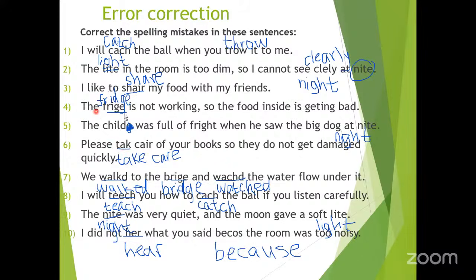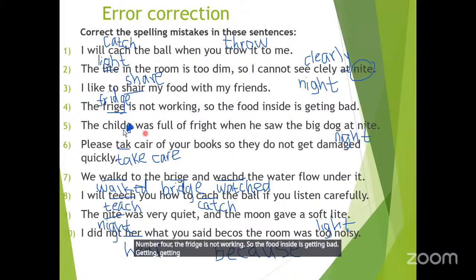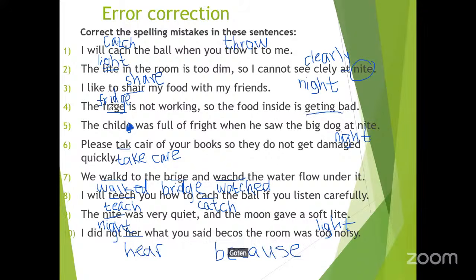Number 4, the fridge is not working, so the food inside is getting bad. There's a mistake in the getting. Where will I write it now? Get is G-E-T, then T-I-N-G, getting. Then number 5.